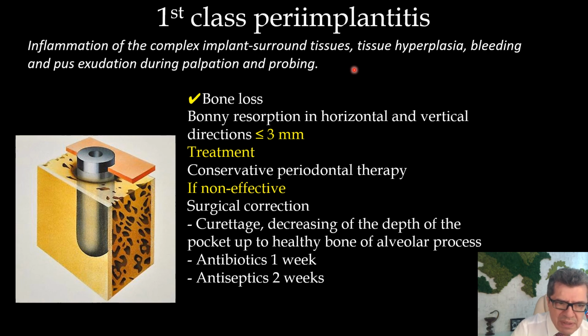The first class of peri-implantitis is the same situation in the soft tissue as mucositis, but compared with mucositis, we now have bone loss. The bone loss is no more than 3 millimeters. We can treat it with conservative periodontal therapy. If that is ineffective, surgical correction is necessary: curettage, antibiotics for 1 week, and antiseptics for oral antiseptic healing.